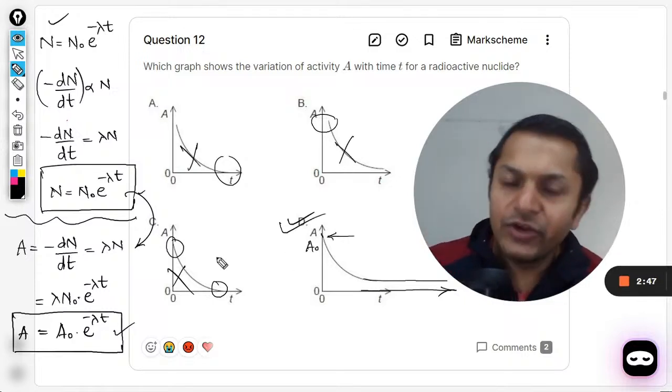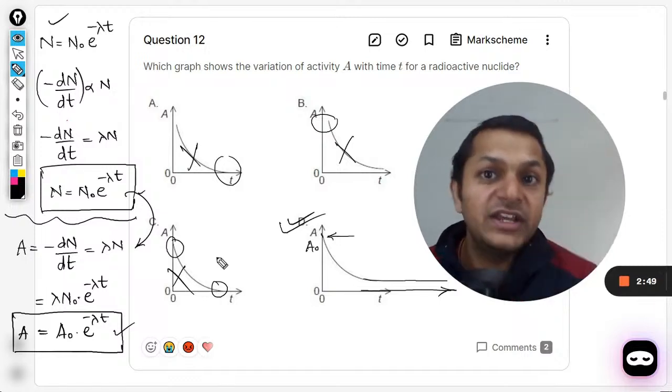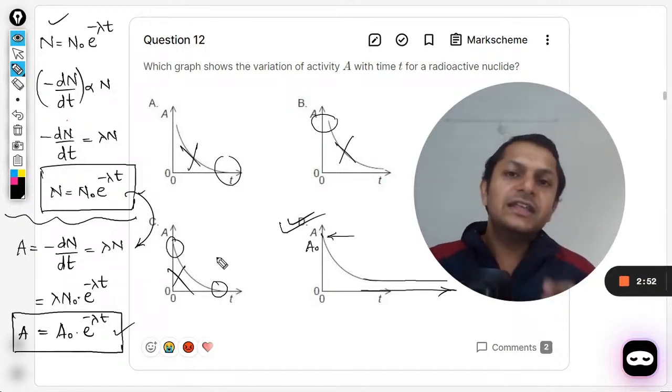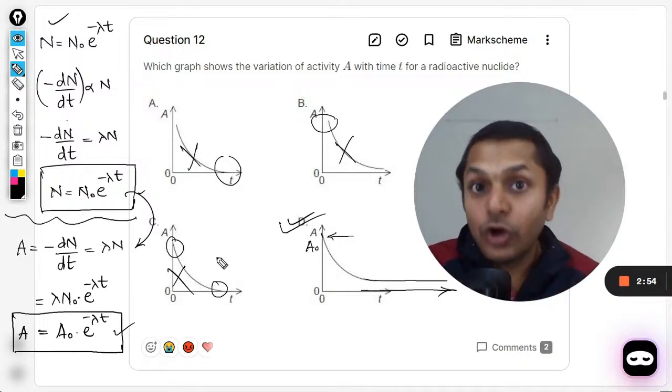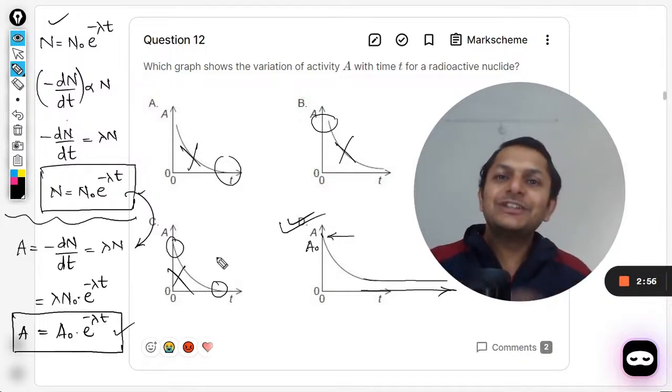So this is how we do this question. This is about the variation of activity, and I have shown you that this activity is also exponential. So my students, this is how we do this question.